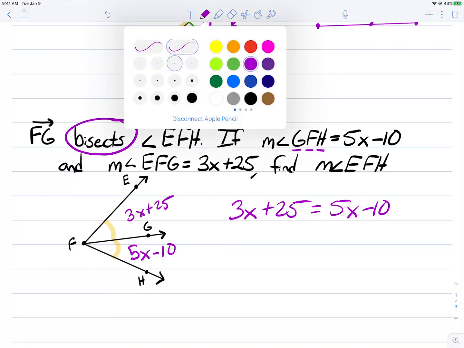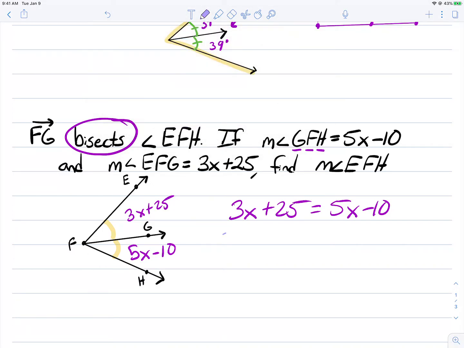So if I solve this equation, I'm going to subtract 3x from both sides, and I'm going to add 10 at the same time. So my x's are gone, and on the left side we have 35 equals 2x. And then if I divide both sides by 2, 35 divided by 2 is 17.5.